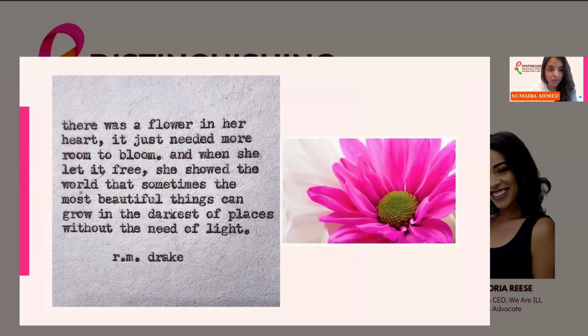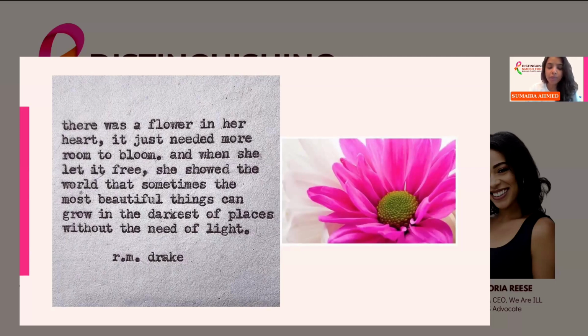And then a close friend of mine sent me this quote that kind of changed everything for me. So the quote is by R.M. Drake, and it reads, "There was a flower in her heart. It just needed more room to bloom. And when she let it free, she showed the world that sometimes the most beautiful things can grow in the darkest of places without the need of light."